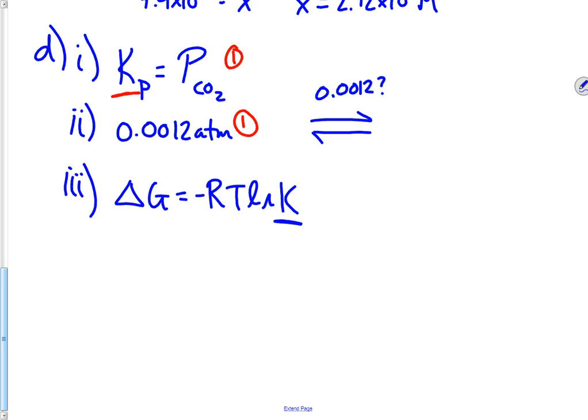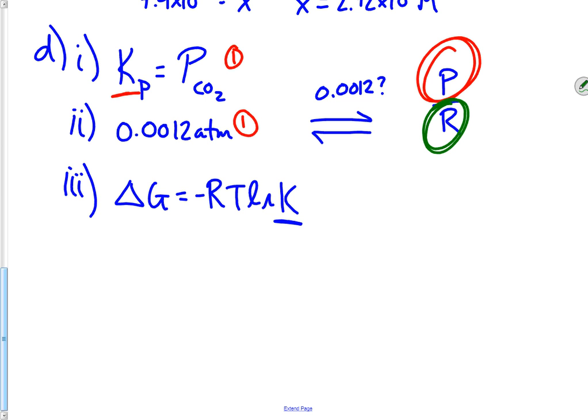Favors right or favors left? A K always tells us where it lies more, right? If it's greater than 1, because it's products over reactants, correct? And you're like, well, you only have a product. I'm aware. Doesn't matter. If I have a number greater than 1, doesn't it favor the products? I can do this without calculations, that's what I'm trying to show you. And if it's less than 1, it'll favor the reactants, right?